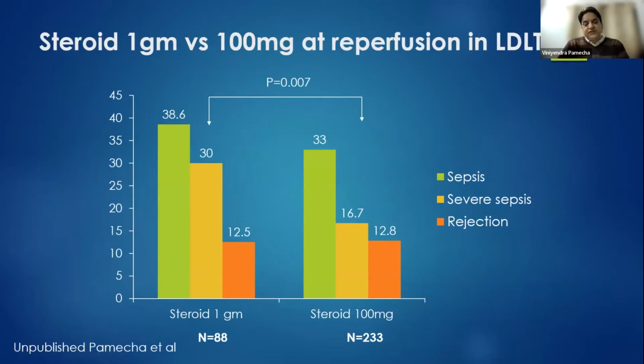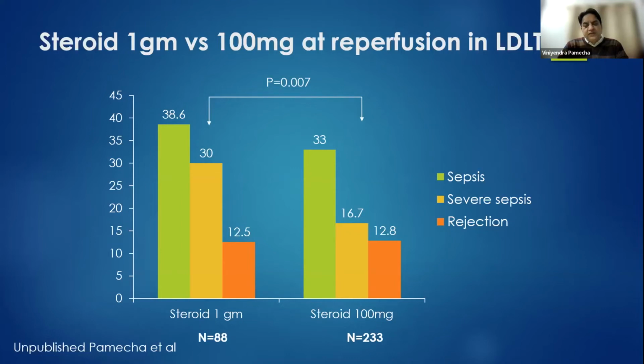What we were seeing was that the incidence of severe sepsis was very high when we gave them 1 gram of methylpred at reperfusion. So we slowly decreased it, and now we only give 100 milligrams of methylpred on reperfusion. And what we've seen is the incidence of severe sepsis has come down significantly in this group of patients.